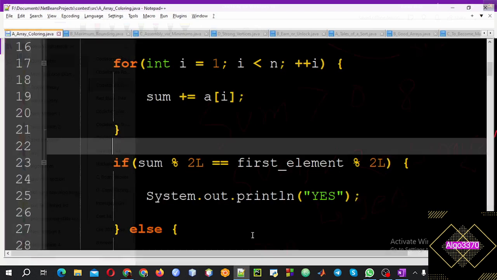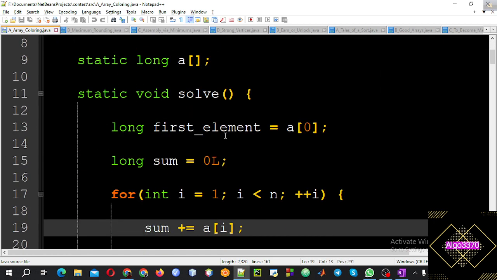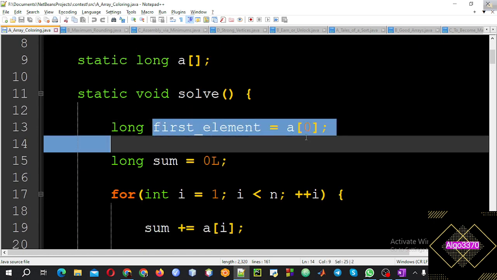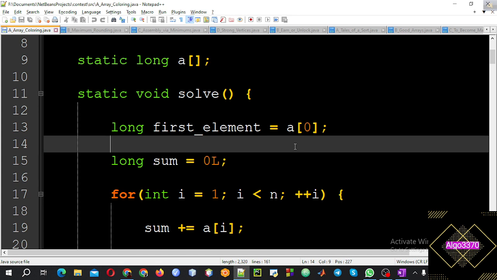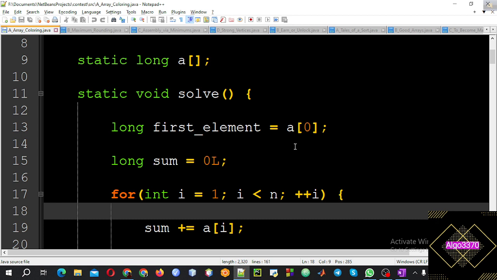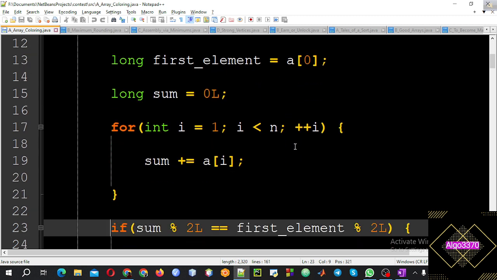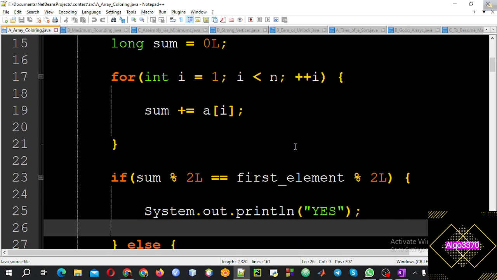So let's jump to the solution. Here we pick the first element as the first portion of our divided array, and take the summation of all the elements from the second index to the last index and put it as the second portion. Now check whether both of their parity is the same or not. If both of their parity is already the same, there is no need to go forward with our calculation. We'll just print yes.